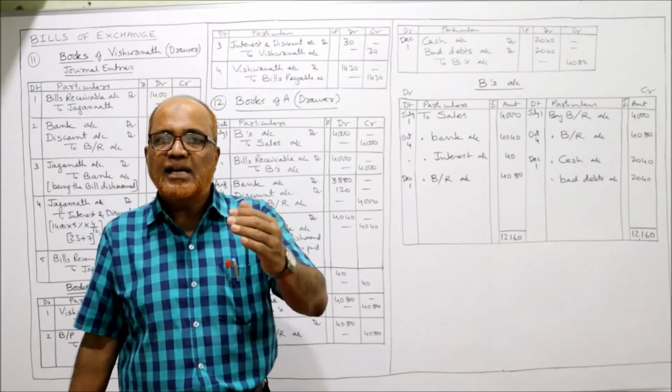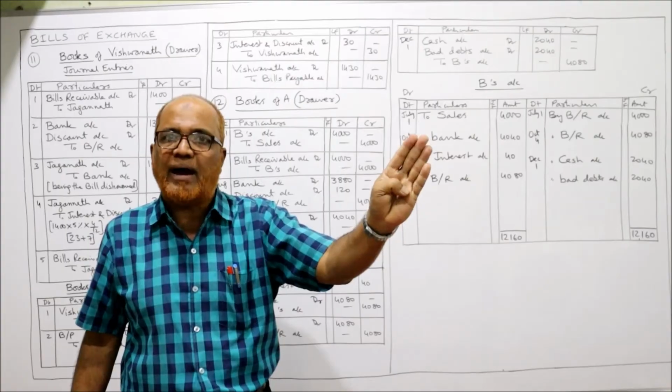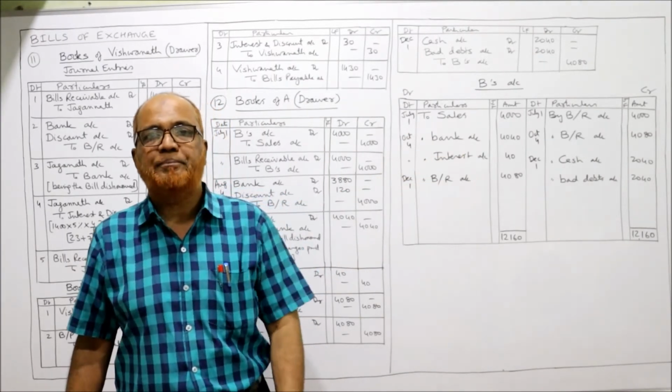Now here in this case, A has discounted the bill with the banker. Now the bill is with the banker. On the due date, the banker will present the bill for payment to B.